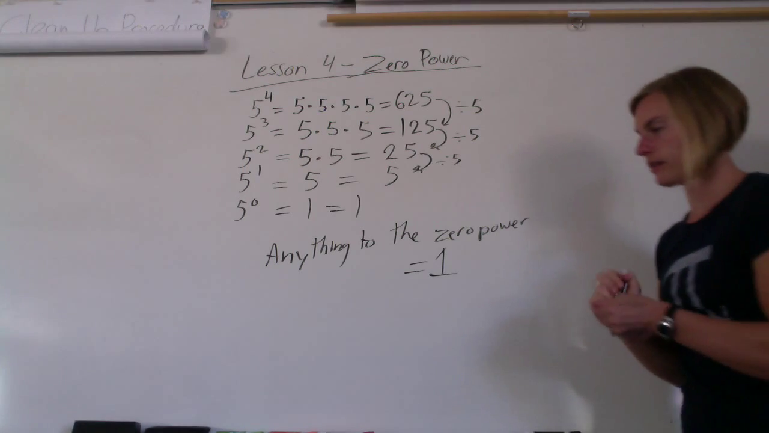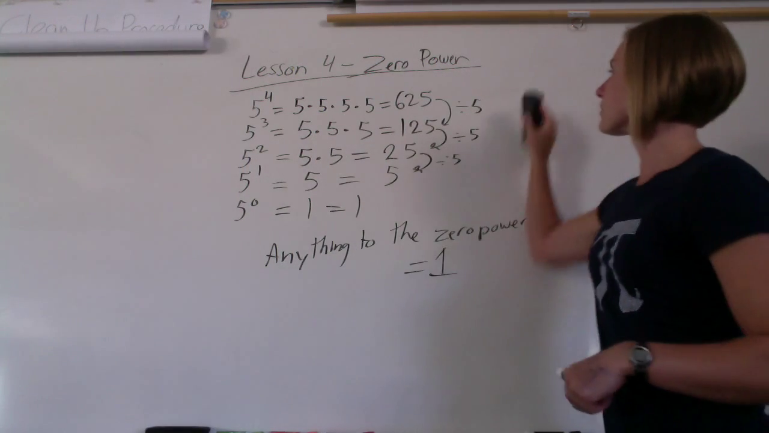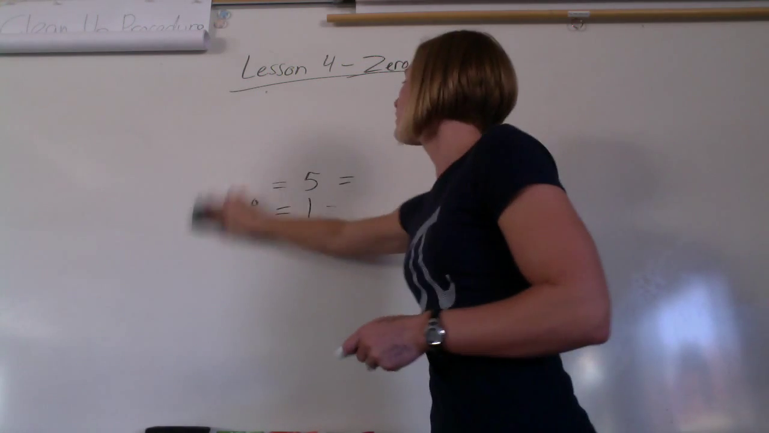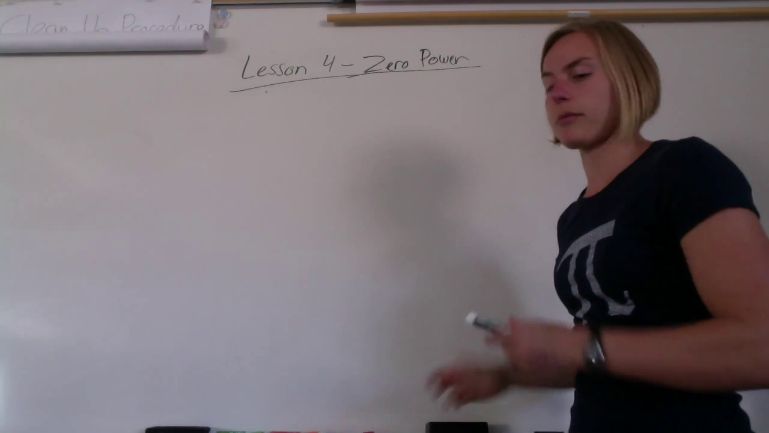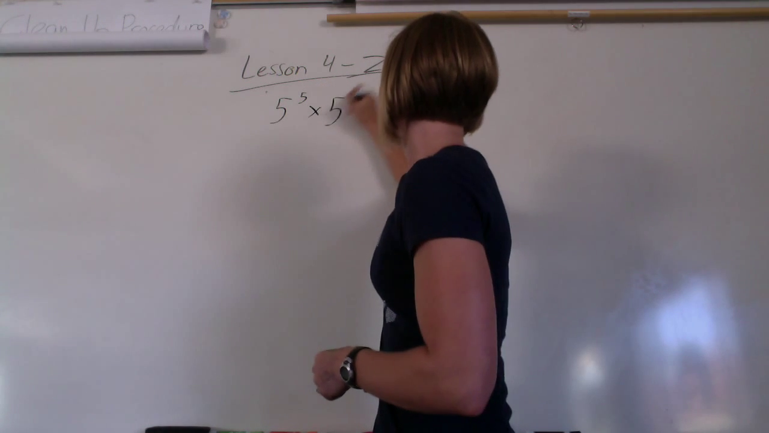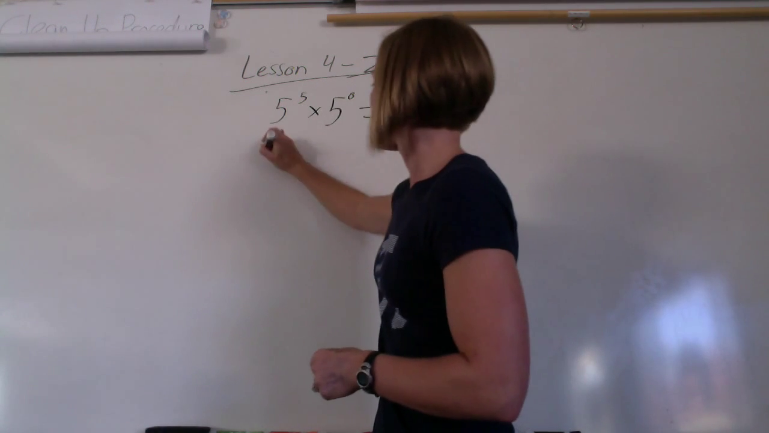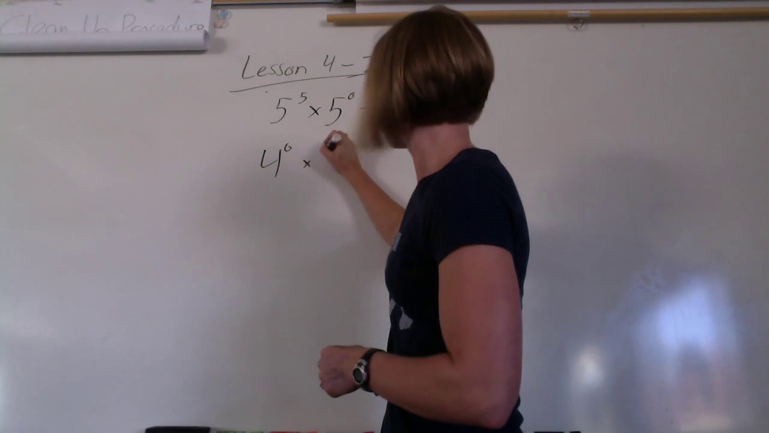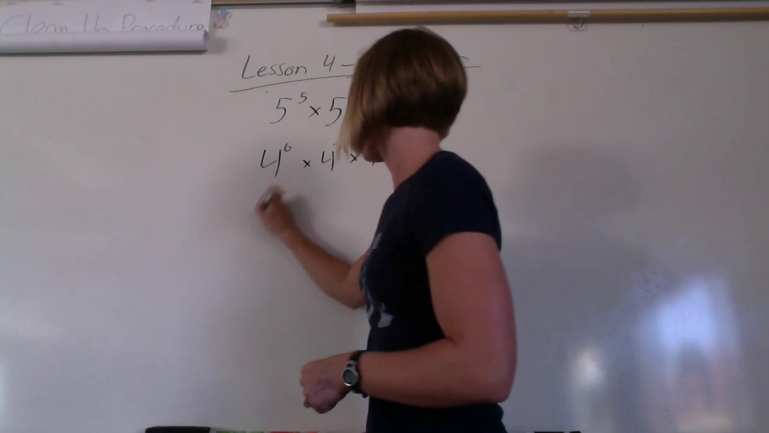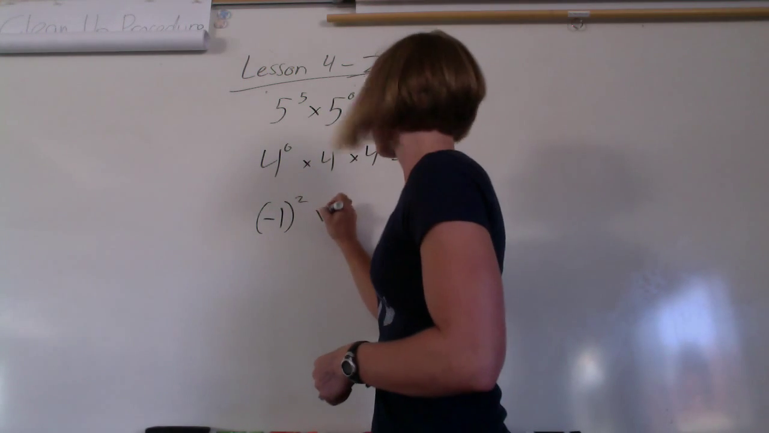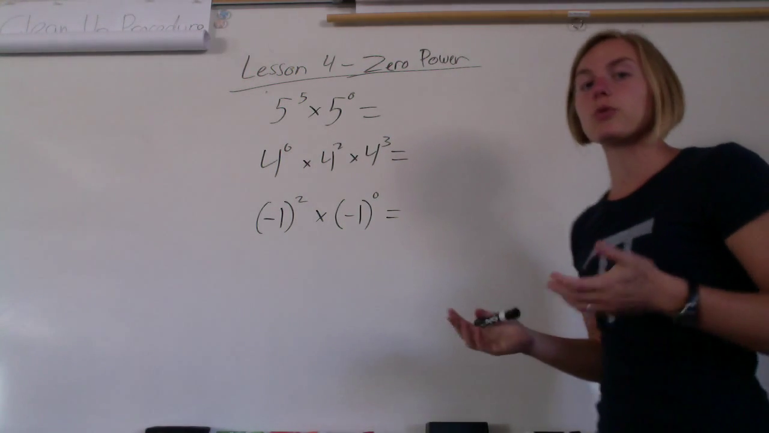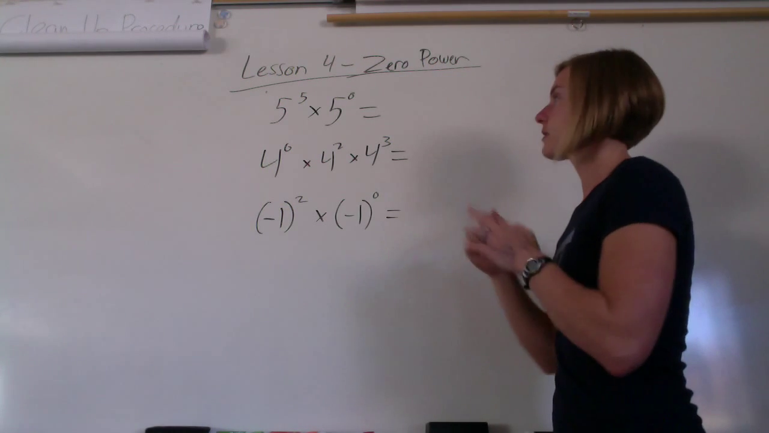Now I'll show you another way using the product rule. So let's take a look at a couple sample problems. Let's say I had 5 to the 5th times 5 to the 0. Let's say I had 4 to the 0 times 4 squared times 4 to the 3rd. And let's say I had a -1 squared times -1 to the 0. If we just apply the product rule, which means we add the exponents, let's see what these answers are.